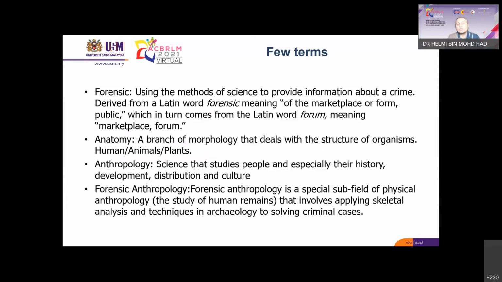So if you Google forensic anthropology, it will come out with 2 results. One is the anatomical aspect, the bone. The other is the cultural aspect. So be careful to determine which you want. Sometimes it may come out as archaeology, sometimes it may come out as anatomy. So it depends on what you are looking for.